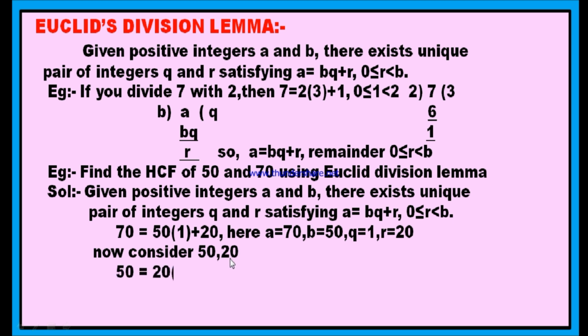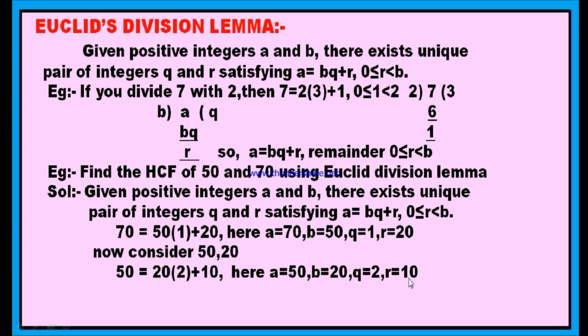Now you can write 50 as 2 times of 20. What is 2 times of 20? 40. And what is the remainder? 10. Therefore, 50 is equal to 20 into 2 plus 10. Here a is equal to 50 and b is equal to 20, q, the coefficient, is 2 and the remainder is 10. Again the remainder is not 0.